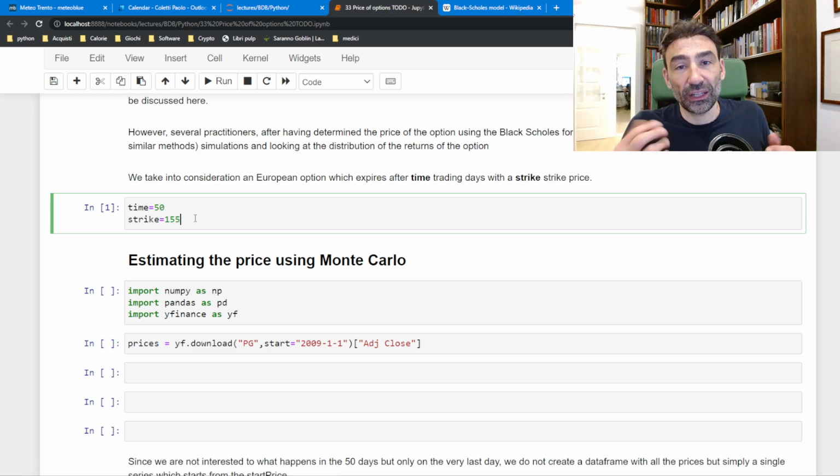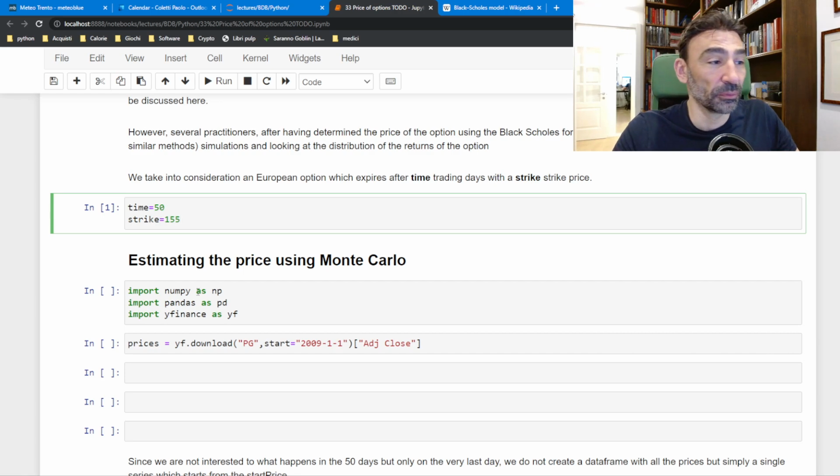Now let's try to estimate the future price of Procter & Gamble. We will not make one estimation, obviously. We'll use a Monte Carlo technique and we will make several estimations, so we'll have a distribution of prices, and therefore we could have an average price for the option and then a distribution of how the returns of the option could be.